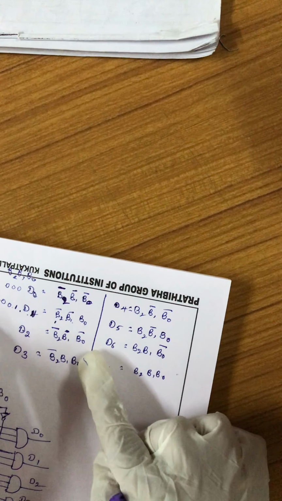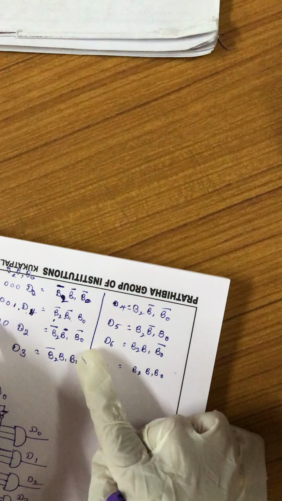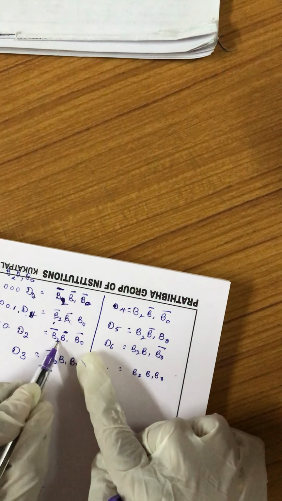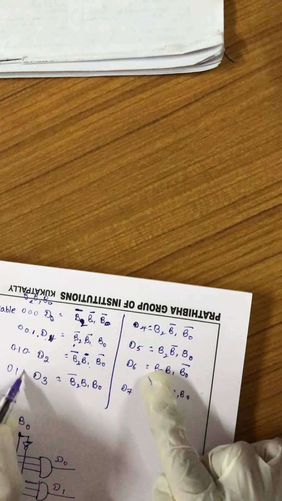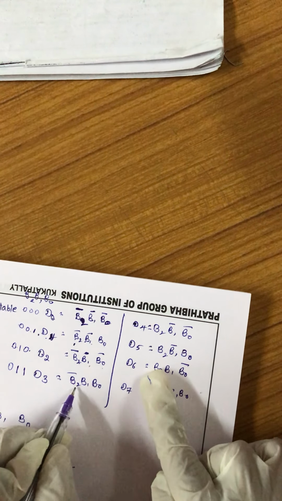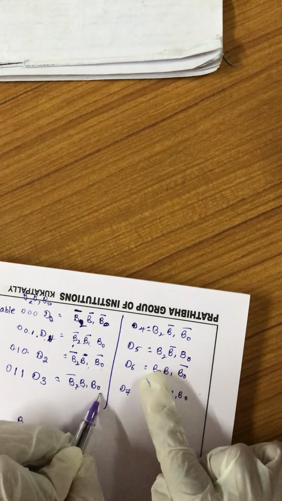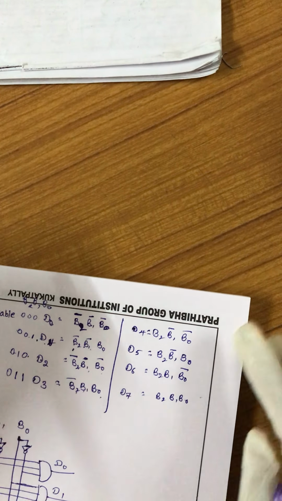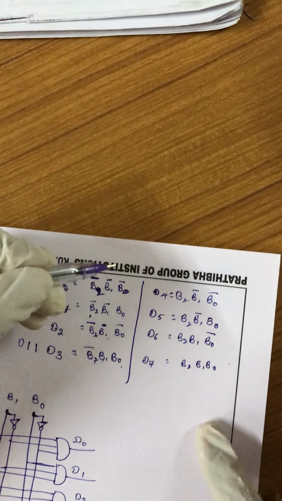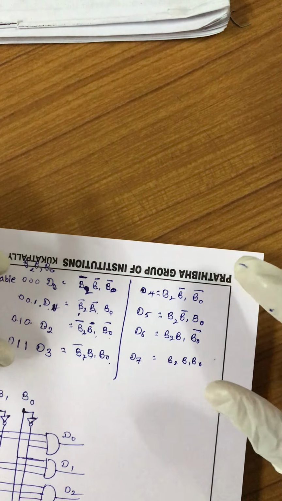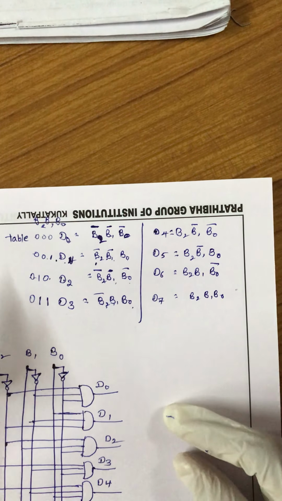Next, D2, the 0 1 0 condition. So the 0 1 0 condition means B2 bar, B1, B0 bar. Next, D3 means 0 1 1, so 0 1 1 means B2 bar, B1, B0. So similarly, the remaining outputs are represented by the inputs B0, B1, B2. So by using these inputs and outputs we have to draw the logic diagram.